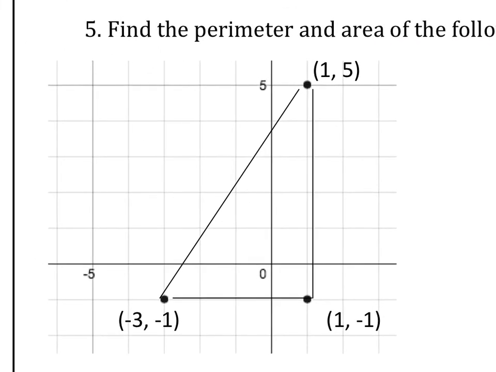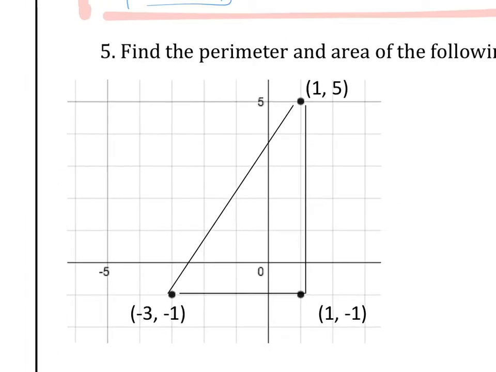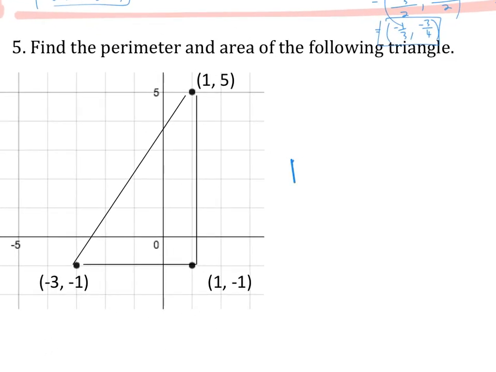Number 5, if you have not found the perimeter and the area, please do that right now. Let me know when you're done. All right, so perimeter is going to be 10 plus 2 root 13. Please don't add them together. They're not like terms or similar numbers. Area is 12. Okay, last part, we're just going to review a circle, the standard equation of a circle.